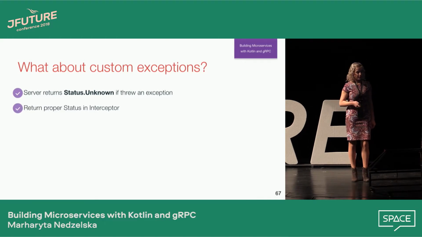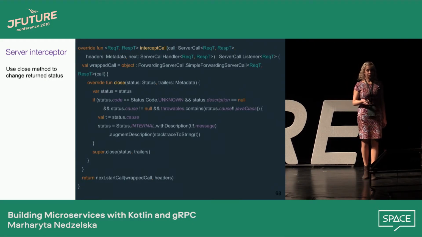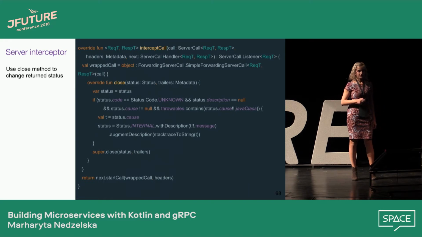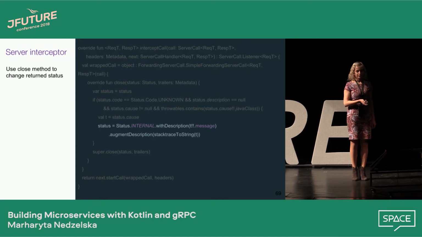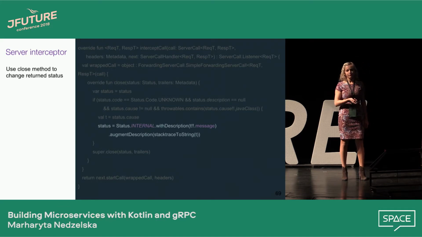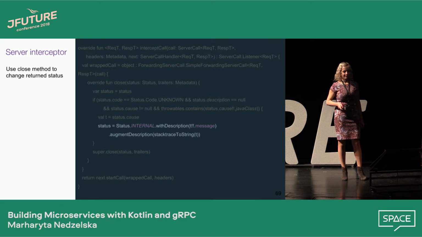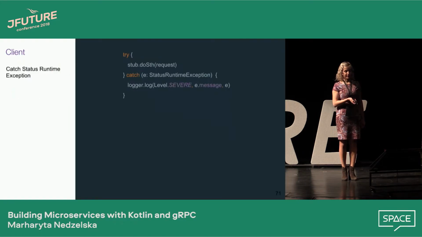How to do this? You can return a proper status in an interceptor. For this, you should write an interceptor for gRPC and intercept the call with the method interceptCall. Then we just substitute the status with what we need, add some description and some other stuff, and that's all. Now you have a proper status code. And after that, you can handle it however you want, for example, like this.